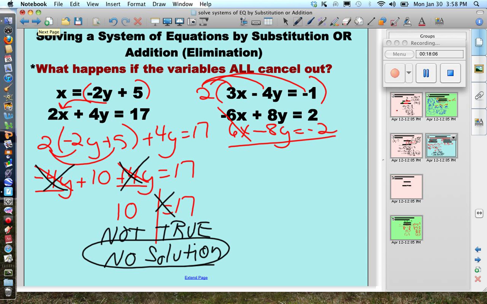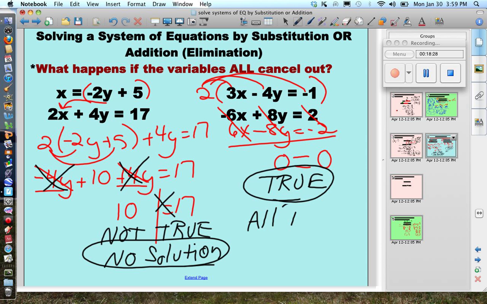Add my equations, my x's canceled out like I wanted, but my y's cancel out also, so I have nothing on the left, and I have nothing on the right. Now that is true. So if my variables cancel out and I'm left with something that is true, then I want you to say my answer is all reals.